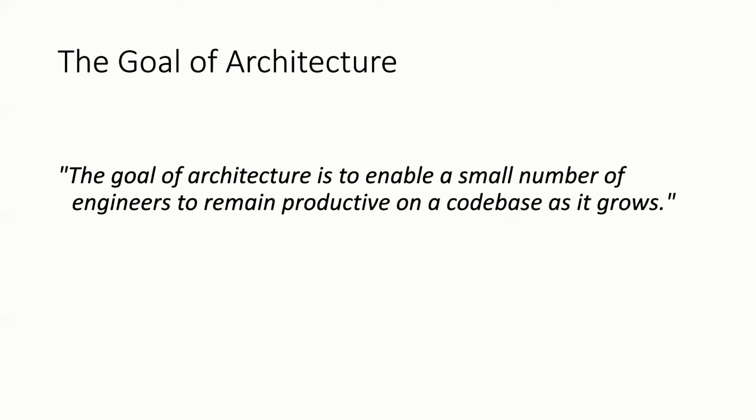So if you have a look at the goal of architecture, and I think this is quite a powerful kind of statement, Bob Martin says the goal of architecture is to enable a small number of engineers to remain productive on a code base as it grows. It's not a very technical statement for something as technical as architecture, but I think it's a really key statement, this future maintainability of software.